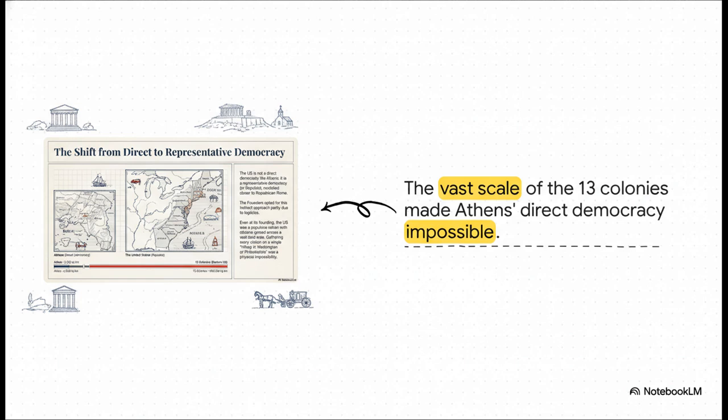Just look at the difference here. Ancient Athens was a city-state. You could actually get all the voting citizens together in one place. But the original 13 colonies, whoa, we're talking a massive, sprawling territory. There was just no way you were going to get everybody to Philly to cast a vote on every single law. It was physically impossible.